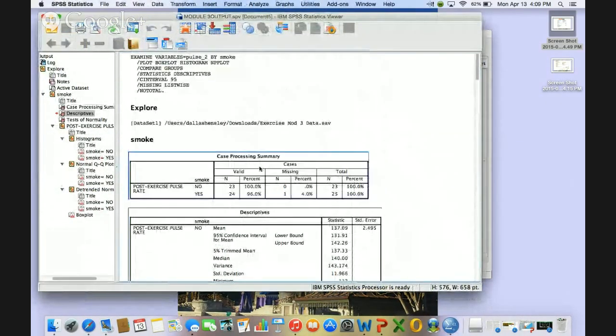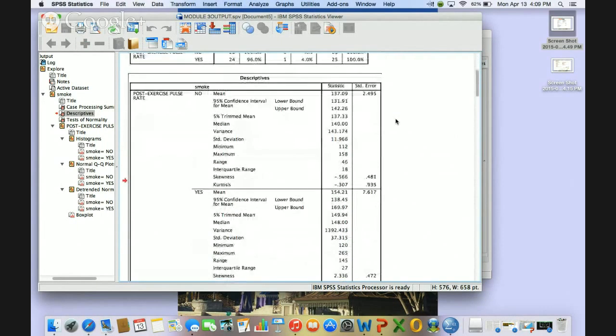So here, the case processing summary shows how many cases provided data for the analysis and how many were missing. So I can see one smoking group was missing because that is the group where the post-pulse is missing. The descriptives table right here tells us important information about our data distribution. We can compare the post-exercise pulse rate between smokers and non-smokers.